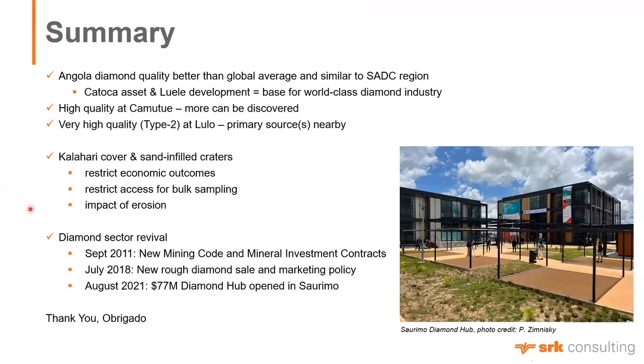The diamond sector in Angola has undergone and is still undergoing a revival. In September 2011, they put a new mining code and mineral investment contract in place that gave you security of tenure. It's a huge step forward. In July 2018, they had a new rough diamond sale and marketing policy. That's changed the game a lot in Angola. And as of August 2021, there's an $80 million diamond hub that's been opened in Sarimo. There's a picture of it. That's a manufacturing complex and cutting and so on.